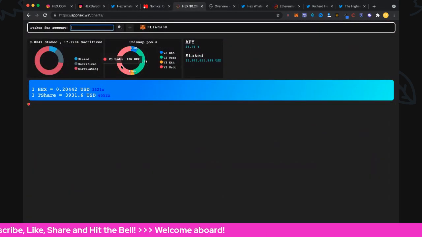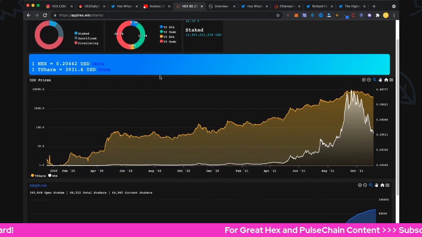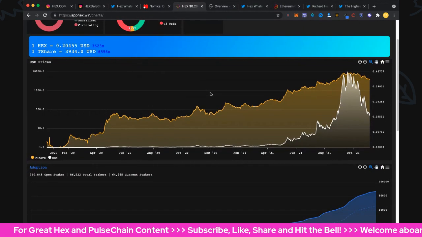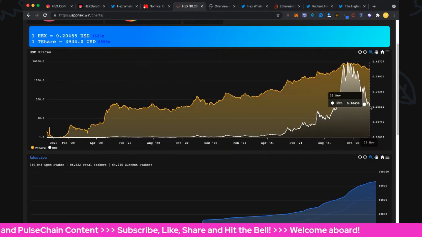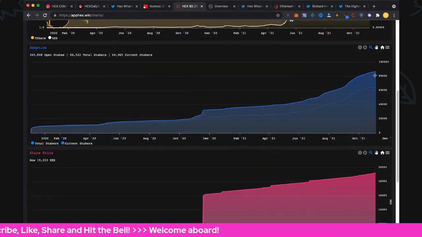All right, so let's go to the Hex charts, and we can see that we've still got about 50% in the version 3 USD and about 37% in the version 2 USD. We've got a nice update there with the T-shares currently 3,931, so that really is quite a good price to get in to get more T-shares. We've got the price coming down here. I'm not going to talk too much about the price because I'm doing a full price video. Check that out in a couple of hours' time.